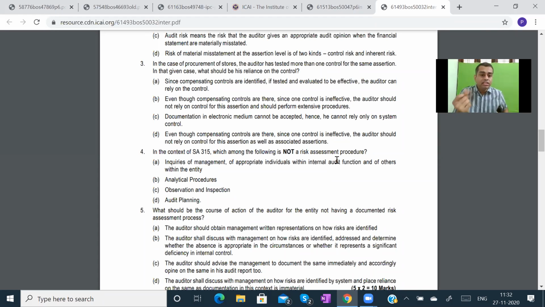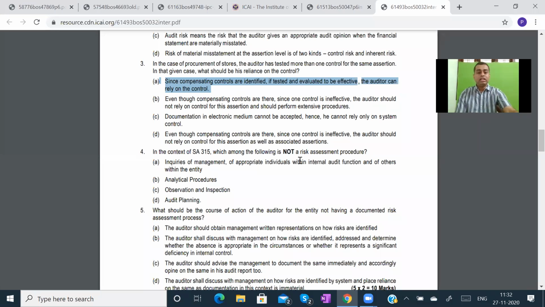Tell me the answer. Many students will give answer B, which is wrong. Remember one thing. If you have a compensating control and the compensating control is working effectively, then you can rely on the controls. So the answer is A. Since compensating controls are identified, if one control is tested and evaluated to be effective, the auditor can rely on the control.